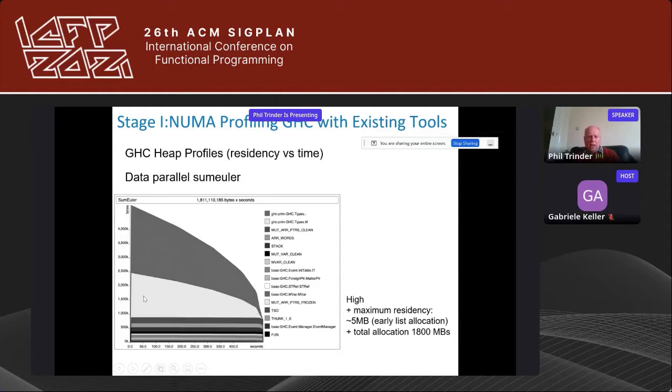Initially, it allocates a huge amount of memory. This is the data parallel version of the program that starts by allocating all these lists. And gradually, as those lists are consumed, residency falls. Now, these residencies aren't huge by modern standards, but compared with the other benchmarks, this has fairly high residency and a total allocation of 1800 megabyte seconds. So that's simply the product of the resident bytes and the number of seconds that they are resident.